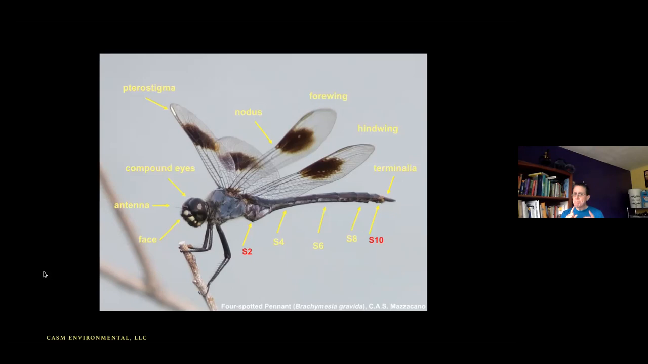So S10 at the very end of the abdomen I have highlighted because that's where the terminal structures are for males and females. And those in females would be structures associated with egg laying, and in males it's structures associated with holding on to that female. And the shape and location and size of those can oftentimes be useful in identifying to species. And then S2, segment number 2, is also highlighted in red here.